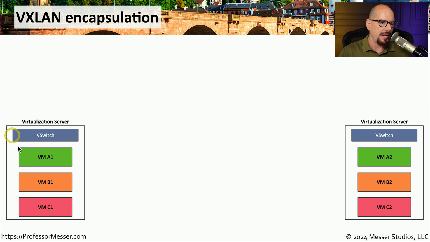In one data center, we have a virtualization server. Inside of that virtualization server is a virtual switch and three separate virtual machines, A1, B1, and C1. In a different data center, we have a similar virtualization server with its own vSwitch and virtual machines A2, B2, and C2. And in this example, virtual machine A1 is associated with virtual machine A2, virtual machine B1 is associated with B2, and virtual machine C1 is associated with virtual machine C2.